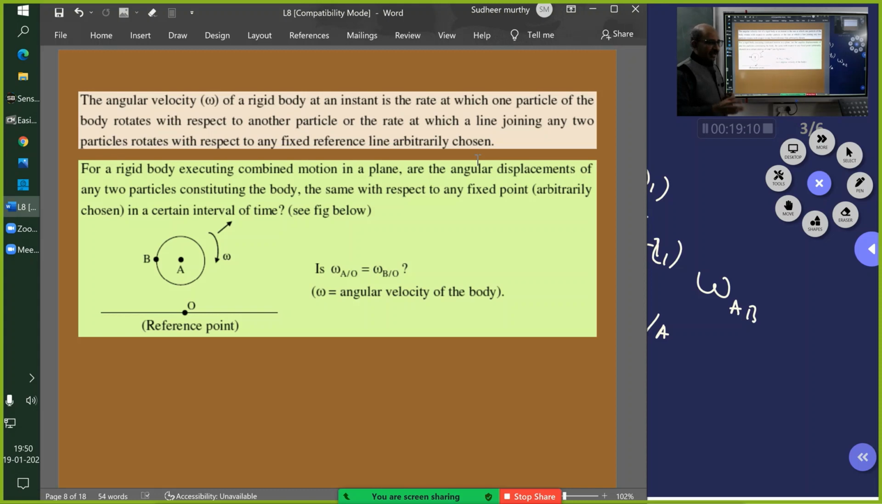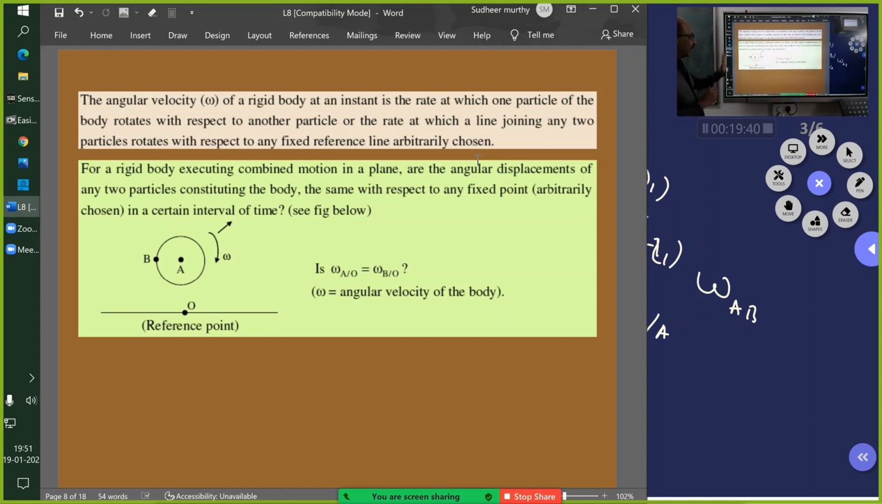Keep that in mind. That line also should translate if the body is translating. But if the body is only rotating and not translating, then you have to keep the reference point there only and draw the diagram. The reference point can be inside the body. It can be outside also. See, I took the reference point outside and I did. Here also I took the reference point outside and I did.